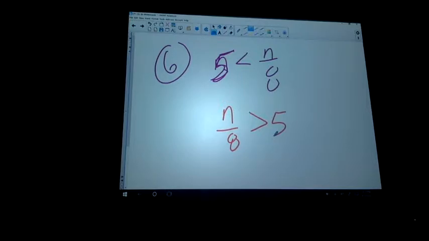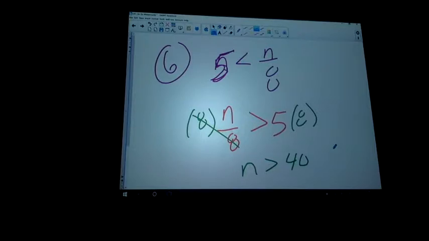So n over 8, how are those being held together? Division, so I need to undo it by multiplying. So that gives me, those cancel. n is greater than 40. All right? So watch this.